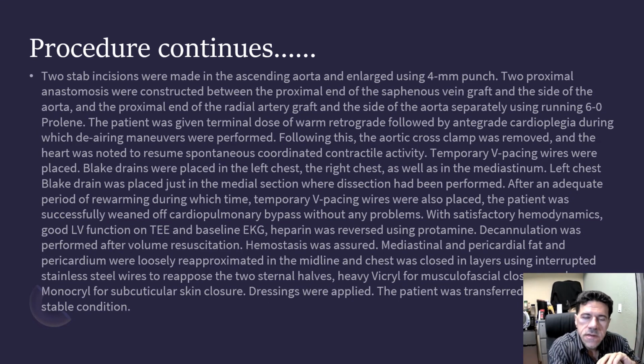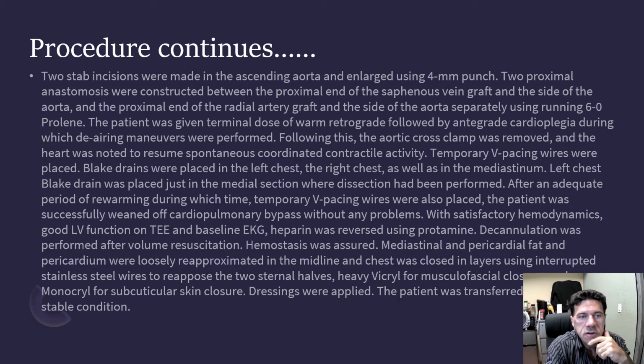Okay, the procedure continues. Now, two step incisions were made in the ascending aorta. Remember, that's a qualifier. The qualifier identifies the vessel bypassed from. All right, not bypass to. We have posterior descending artery, we have obtuse marginal, we have diagonal. In this case, the artery is bypassed from ascending aorta as a qualifier.